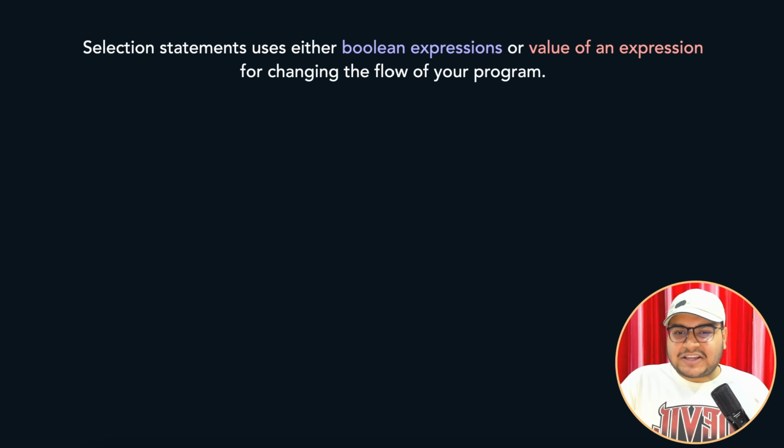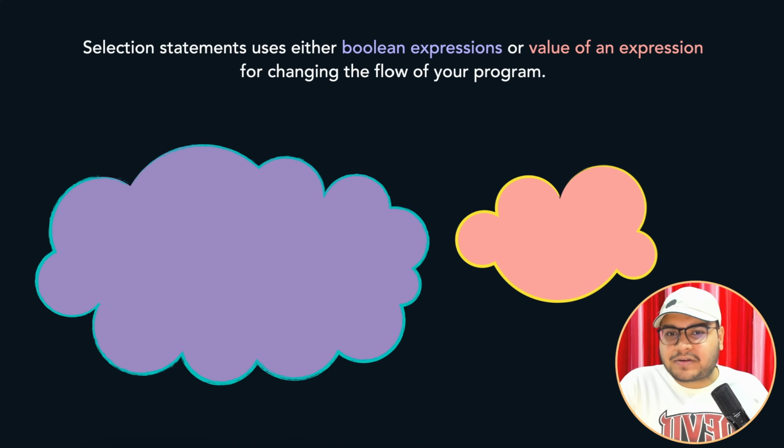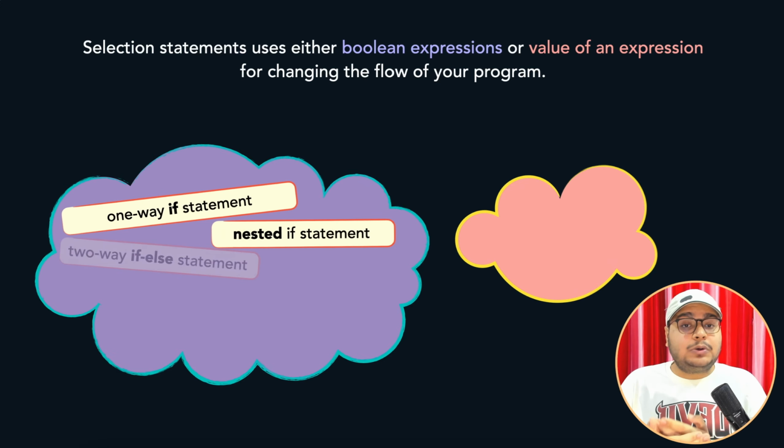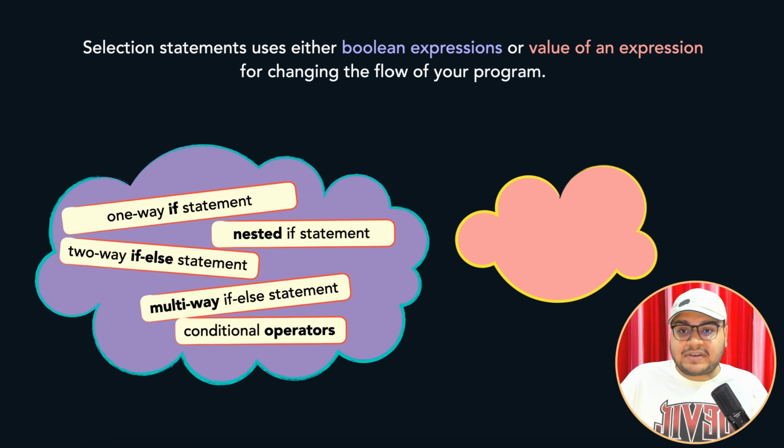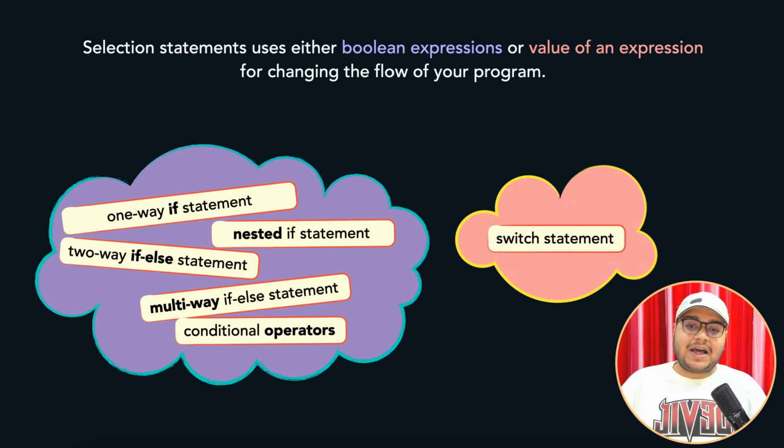At their core, selection statements rely on two things, either a Boolean expression or the value of an expression to decide which path your program should take. Now, there are two main schools of thought here. The first one revolves around using Boolean expressions. This approach includes a variety of tools like one-way if statements, nested if, two-way if else, multi-way if else statements, and conditional operators. On the other hand, we have the second school of thought, which uses the value of an expression to control the flow of your program, which is the switch statement.